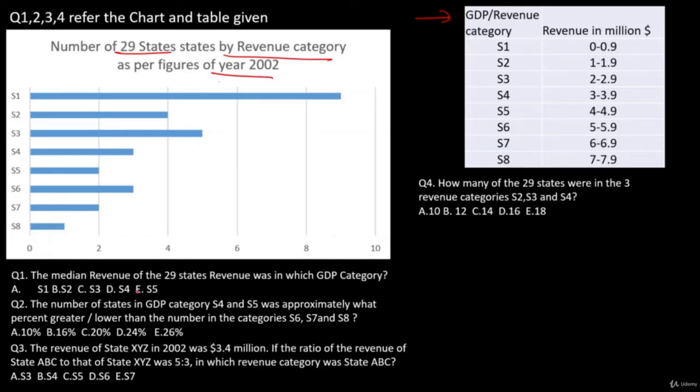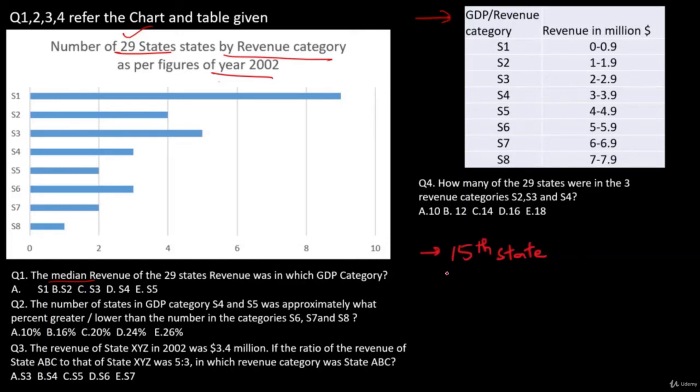Now, the first question reads, the median revenue of the 29 states revenue was in which GDP category? Remember, if you need to find the median, arrange the given values in either the increasing or decreasing order and find the middle value, right? Especially over here, because we just have 29 states and this is an odd number. Therefore, you just need to find out in which category will the 15th state be if you arrange all the 29 states in the increasing order of revenue, right?